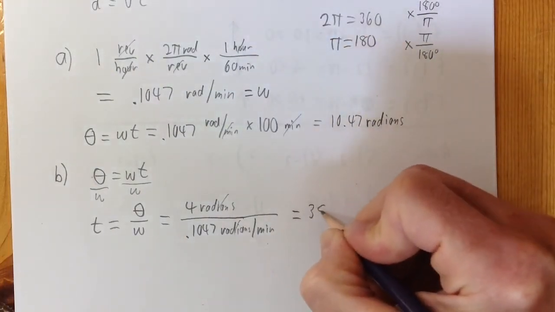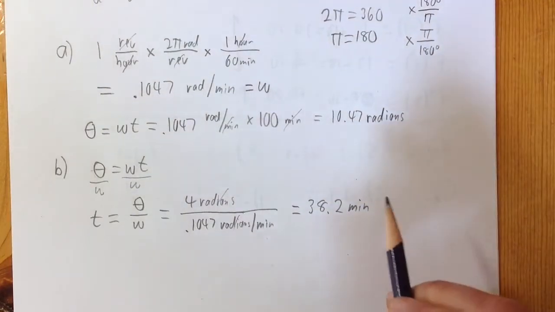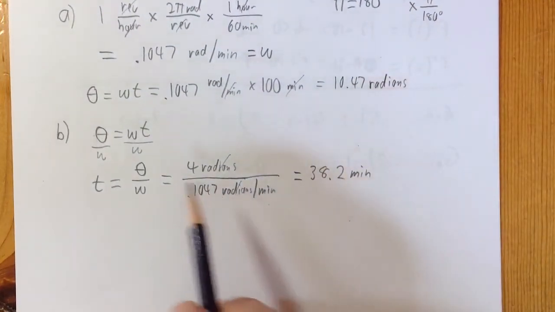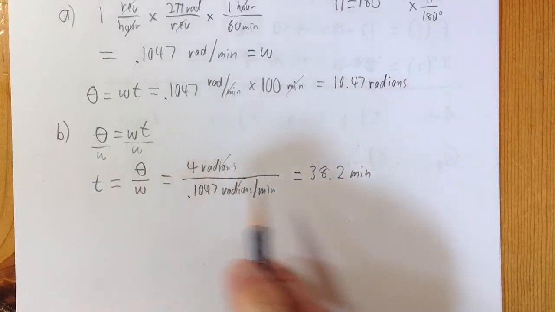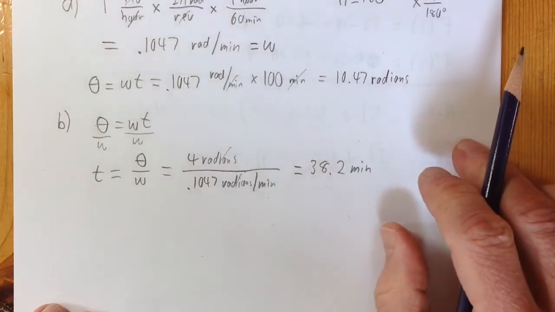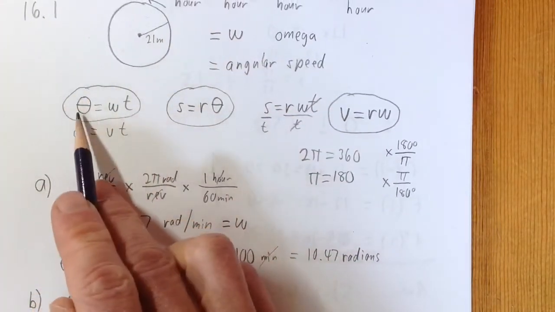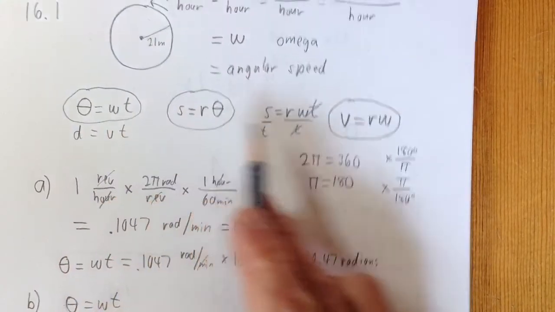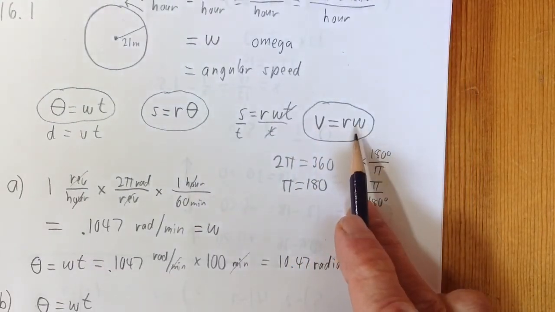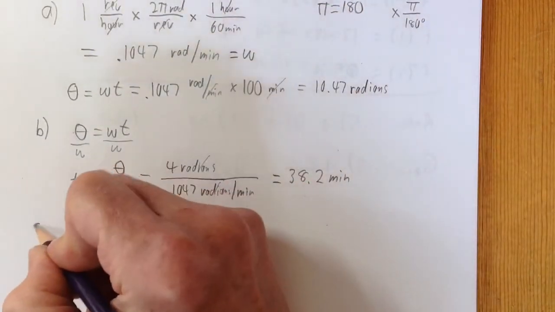So about 38.2 minutes, which is about right. Right? Takes an hour to go 6.28. How long does it take to go 4? About 2/3 of an hour or something. So the answer looks about right. Okay, so again, using these 3 formulas, the angle you go is omega t, s equals r theta. We haven't used this one yet, but we're going to. And then just being really careful with units.